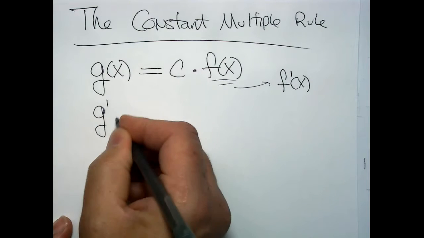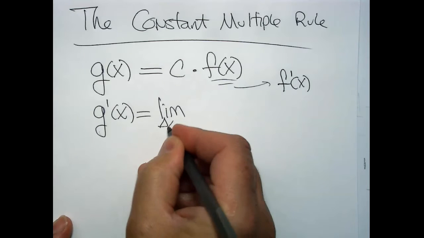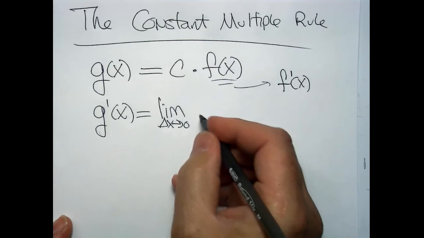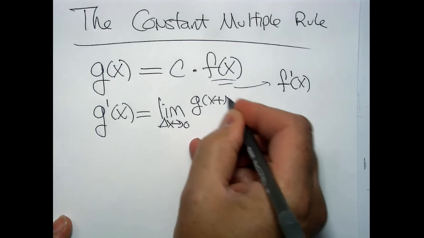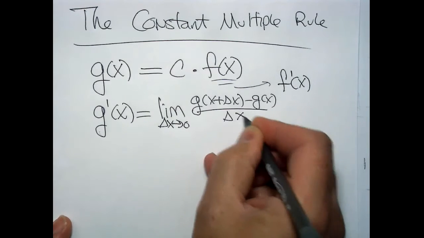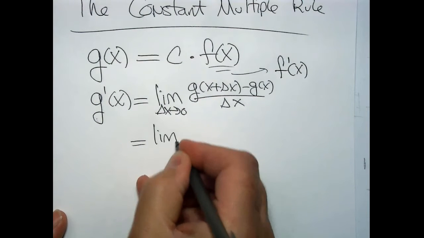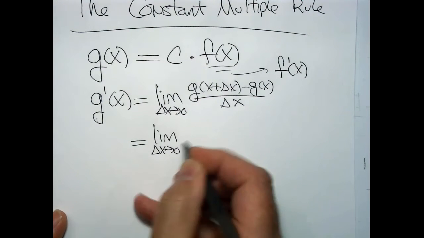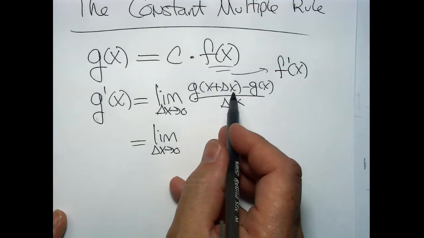Guys, let's discover g prime. Let's use the limit method, because it should reveal something to us. The limit method says do g of x plus delta x minus g of x all over delta x. That's the limit method for finding a derivative. We don't need to know any rules to use this method. They're all built in. So what is the g of x plus delta x?